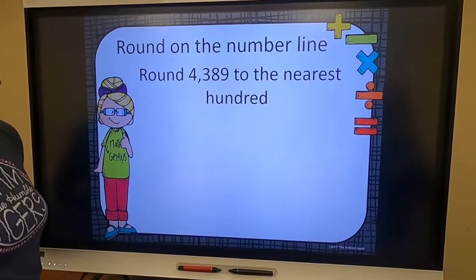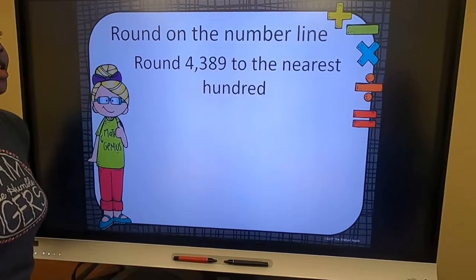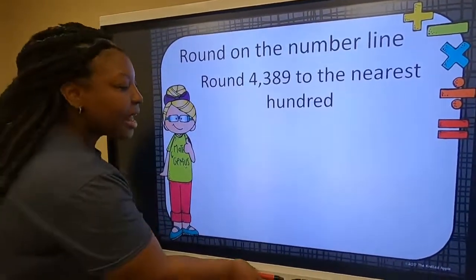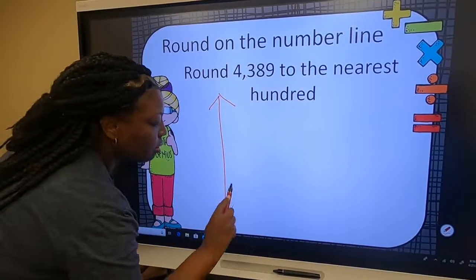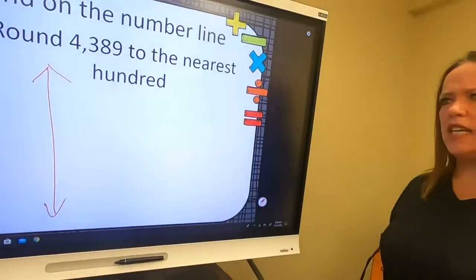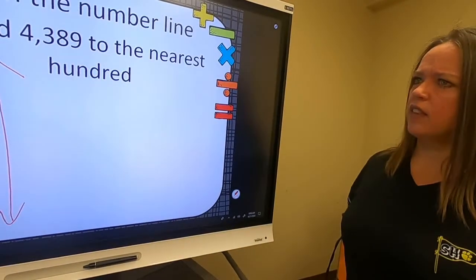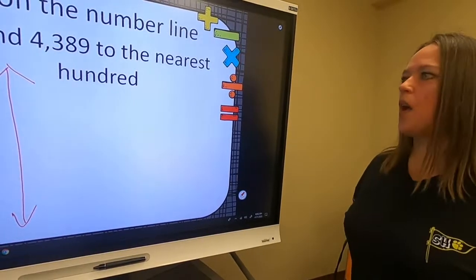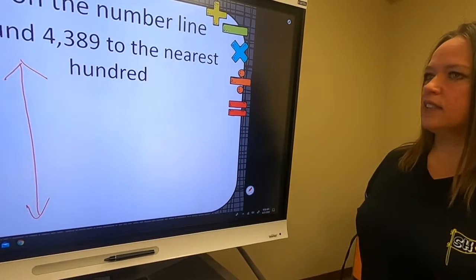Now we have 4,389 round to the nearest 100. The previous problem, we rounded this to the nearest 1,000. Now we're going to move to the nearest 100. So, Miss Bethay, what will our numbers on our number line be? Will it be 4,000 and 5,000 again? No, Miss Wilson, we'll have to use the number that's in the hundreds place because I'm rounding to the nearest 100. But I do keep my numbers that are in the thousands place. I just can't throw that 4 away.